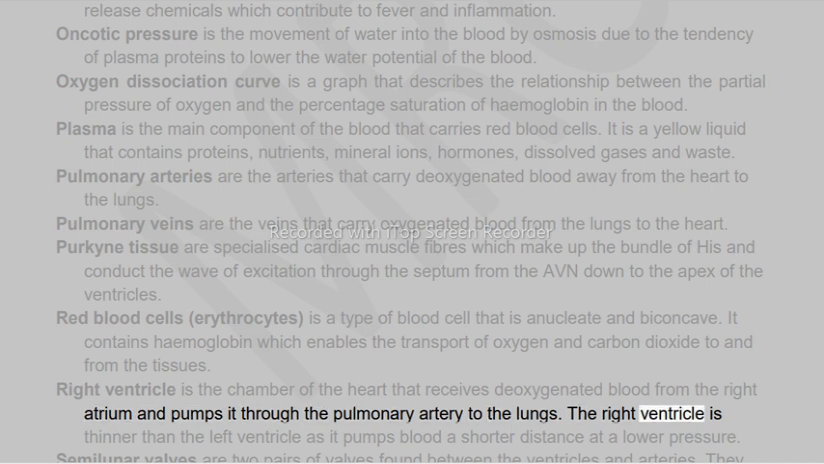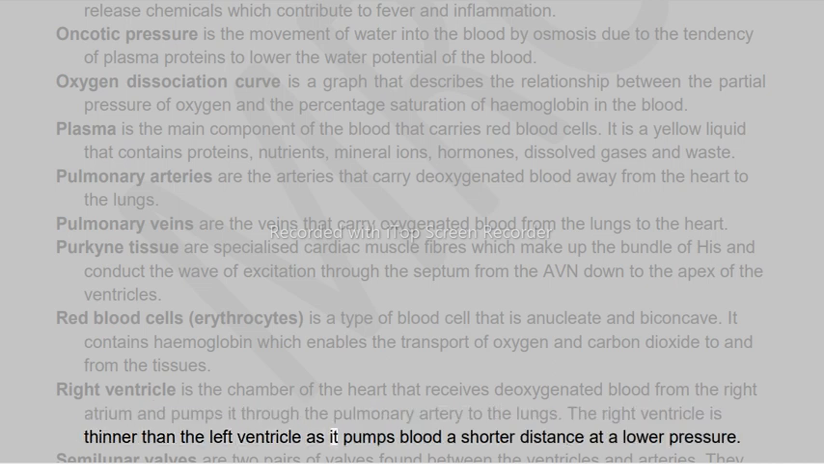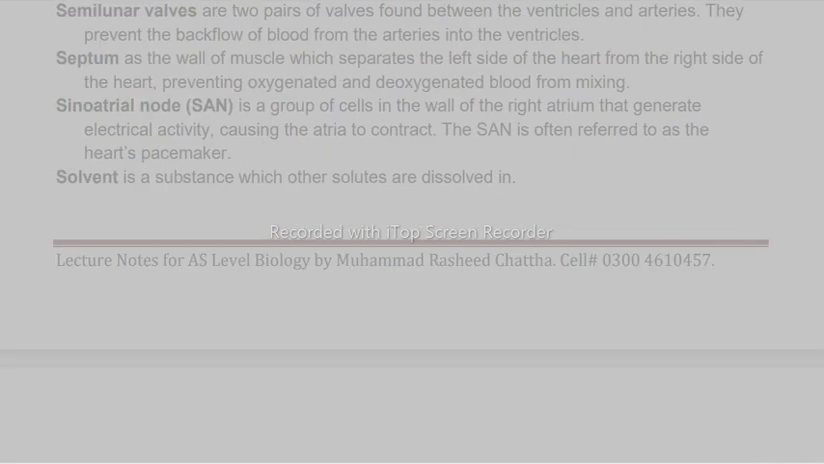The right ventricle is thinner-walled than the left ventricle as it pumps blood a shorter distance at a lower pressure. Semilunar valves are two pairs of valves found between the ventricles and arteries. They prevent the backflow of blood from the arteries into the ventricles. Septum is the wall of muscle which separates the left side of the heart from the right side of the heart, preventing oxygenated and deoxygenated blood from mixing.